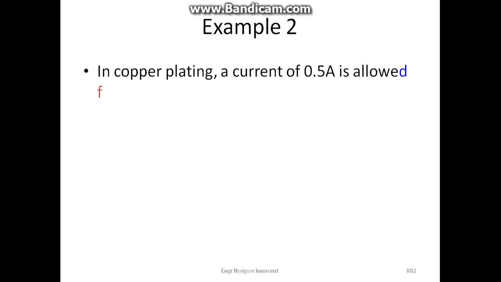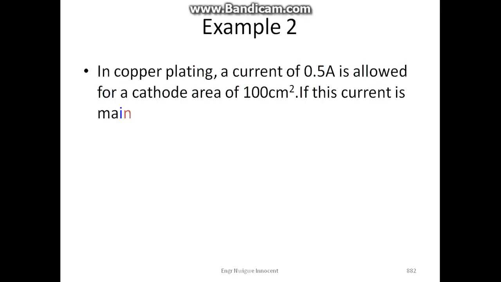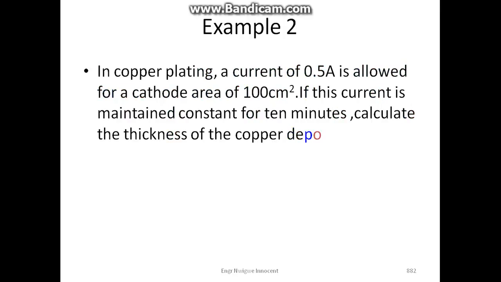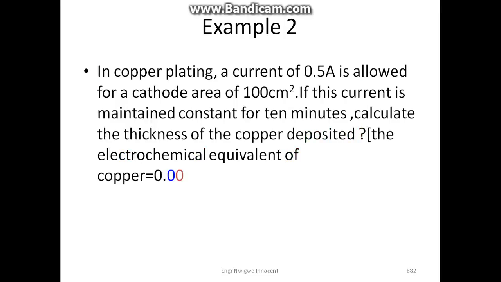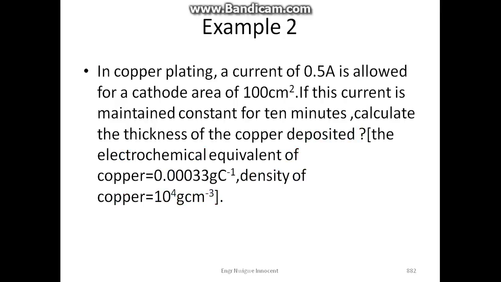Example 2. In copper plating, a current of 0.5 amp is allowed for a cathode area of 100 cm squared. If this current is maintained constant for 10 minutes, calculate the thickness of the copper deposited. The electrochemical equivalent of copper is equal to 0.0033 gram per coulomb. Density of copper is equal to 10 raised to power 4 gram per cm cubed.